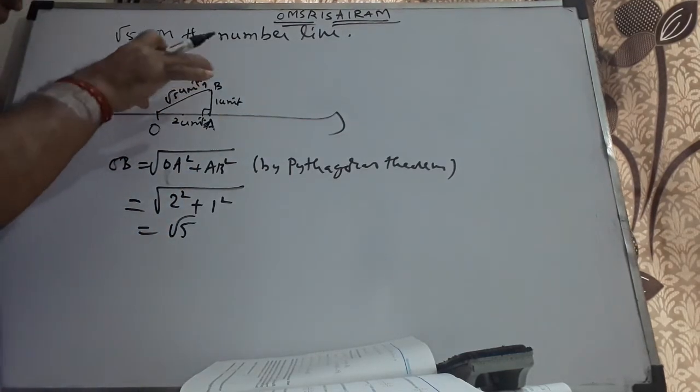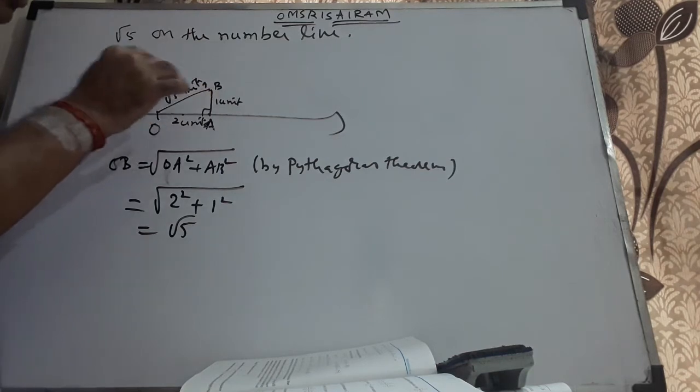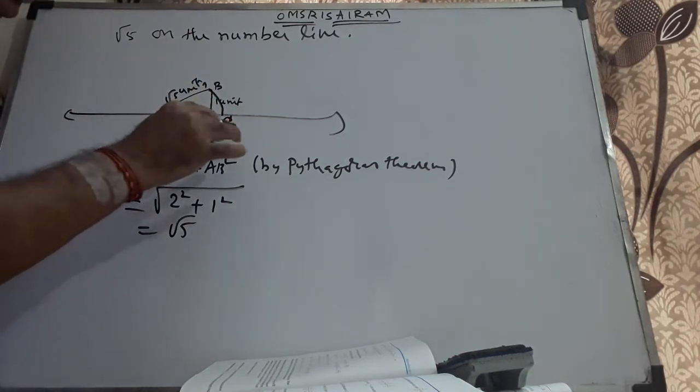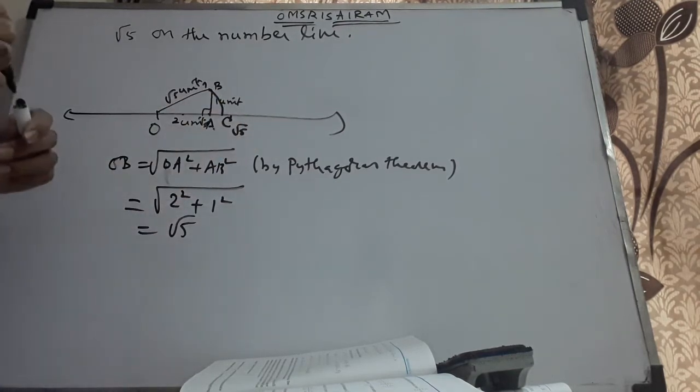Now, with O as center and OB as radius, just draw an arc over here. This point, let us say C, will represent root 5 on the number line.